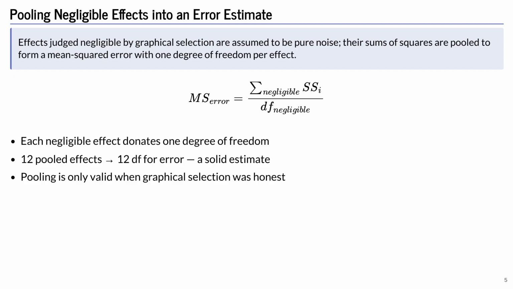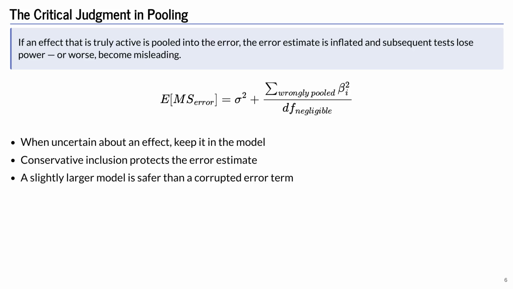Pooling is only valid when the graphical selection was done carefully and without cherry picking. If you were tempted to call an effect negligible because it was convenient, the error estimate you build will be corrupted. This brings us to the most important judgment call in the entire workflow.